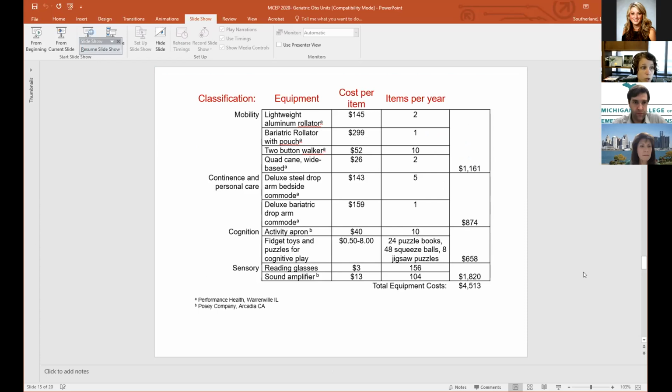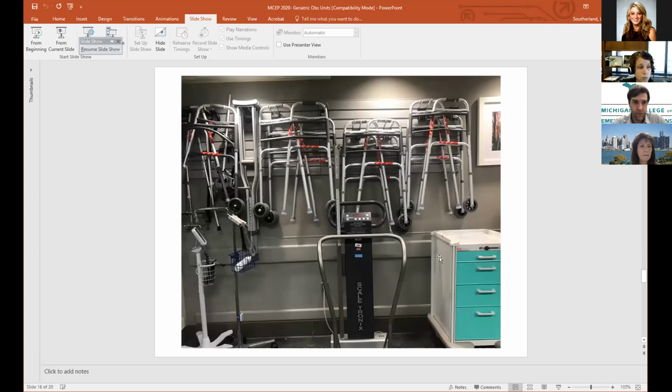So the cost of equipment is really minimal. You can see this is our actual first year costs for our geriatric ED. We got about 15 walkers and canes and things. It's not that much, under $5,000. We have these little sound amplifiers or pocket talkers, reading glasses, some cognitive things. And it looks like this. We have this cart here that's filled with all the tools, and there's our wall of walkers and canes.